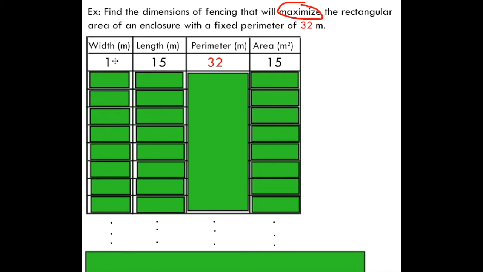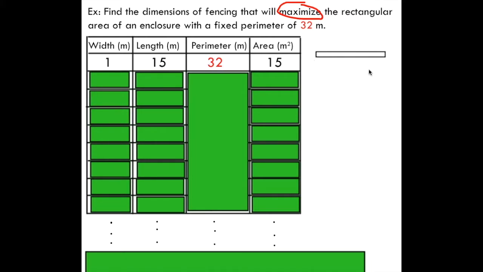And I'm going to start with the smallest possible width. So you can picture a rectangular enclosure with a 1 meter width and a 15 meter length. So that rectangle would look something like this. You can imagine that this would be a 1 meter width here, and I've got two 15 meter lengths. So if I add all those sides up to get the perimeter, that does give me 32.